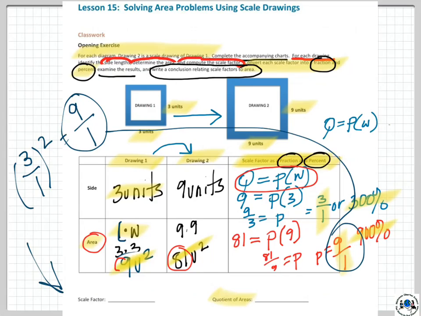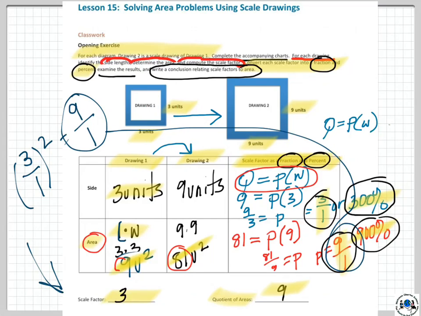Again, you'll get more and more used to it as you see it and as you use it more, but I just wanted to let you know how that will look. Again, our scale factor is 3, and our quotient of area is 9. That could be expressed as either 9 over 1 or 900%. Scale factor the same, 3 over 1 or 300%.